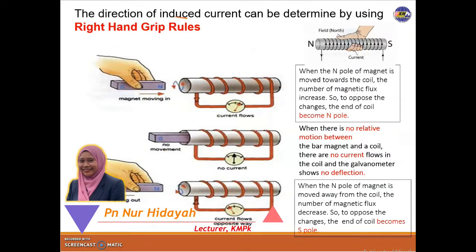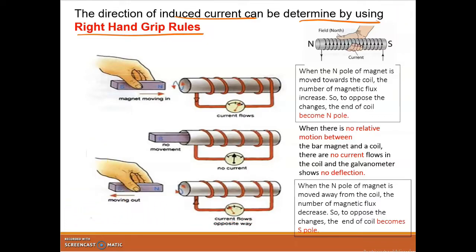The direction of induced current can be determined by using the right-hand grip rule. Okay, look at the picture. The thumb shows the north pole and the field, and your forefingers show the current. You can hold the permanent magnet bar as shown in the figure above.